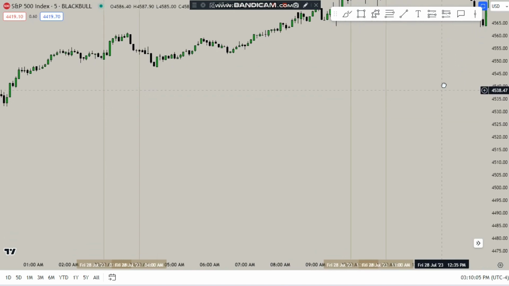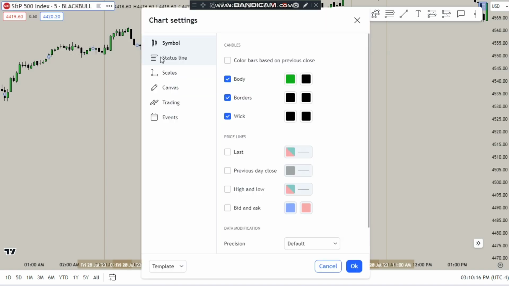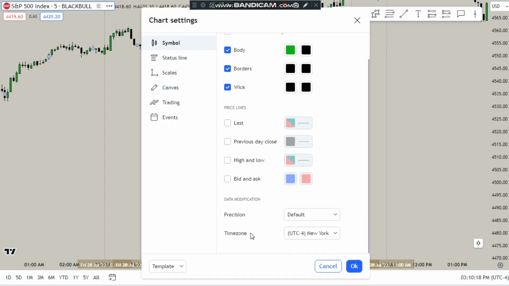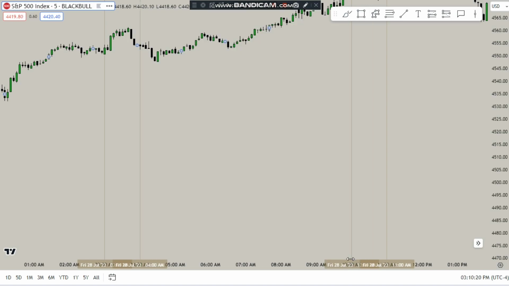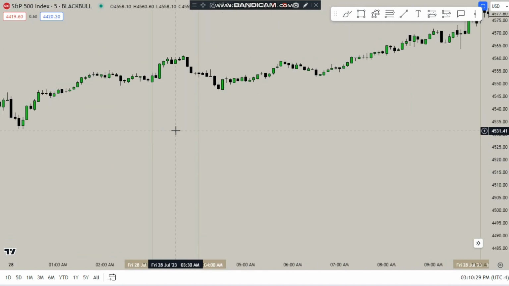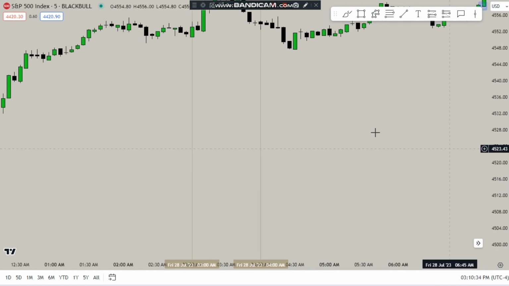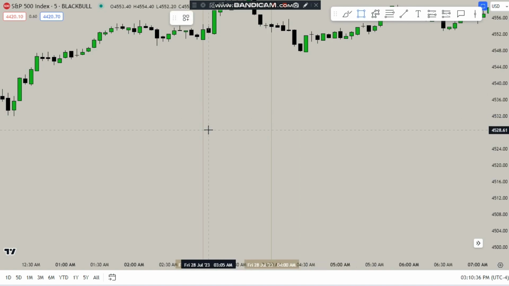In the silver bullet strategy, you just have to trade between two hours, 3 to 4 am and 10 to 11 am, and the timing is New York time. Let me show you. You can change the time zone from here to UTC New York. So you have to trade between 3 to 4 am and 10 to 11 am. Now there are certain structures during this time which you have to look for, and then you enter your trades. First I will explain the bearish case.